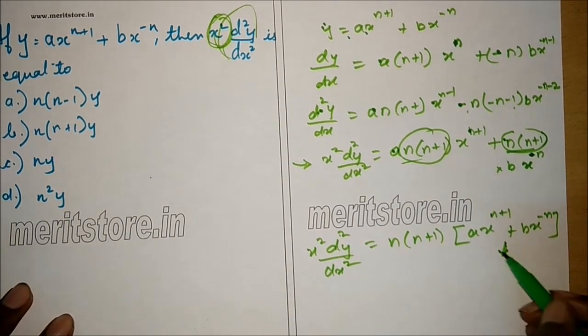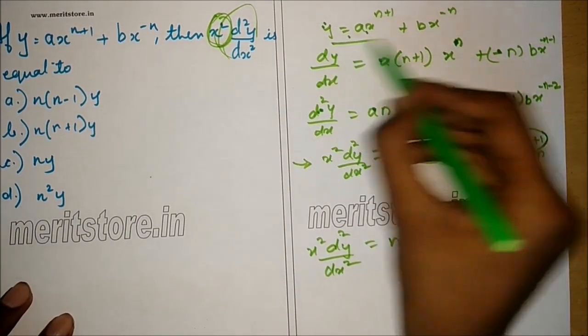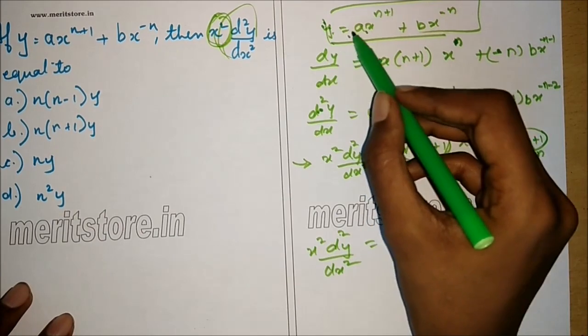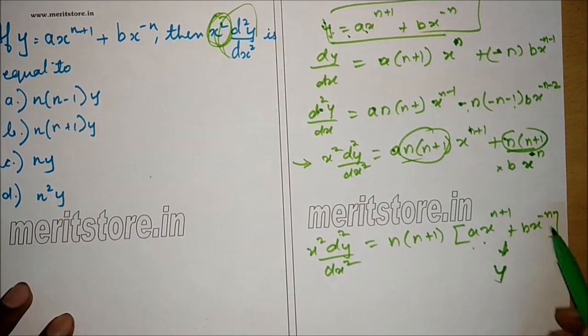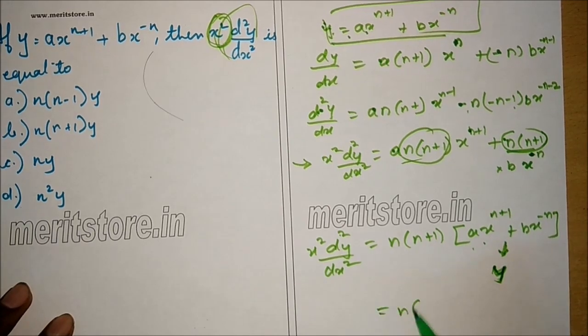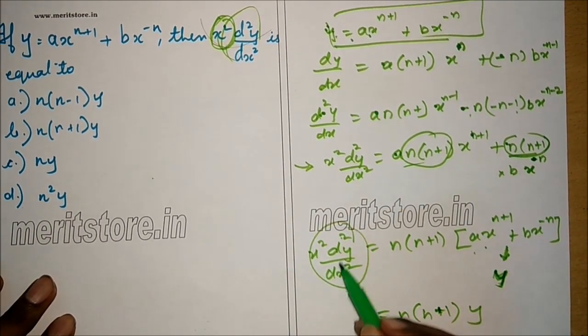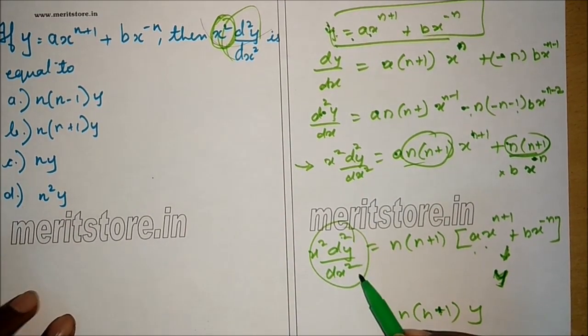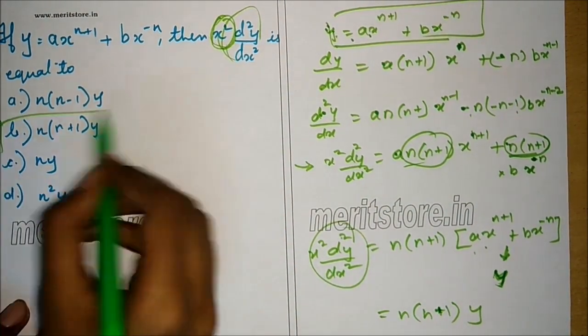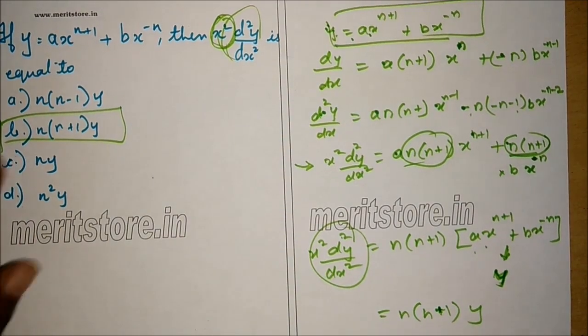Now this term is equal to y. This is what was given: y equals ax raised to n plus 1 plus bx raised to minus n. So we substitute this as y. So this will be n into n plus 1 into y, which is equal to x square d2y by dx square. So the answer is b, n into n plus 1 into y.